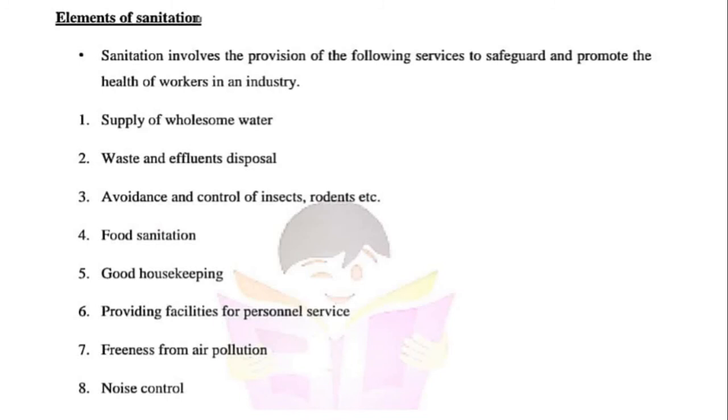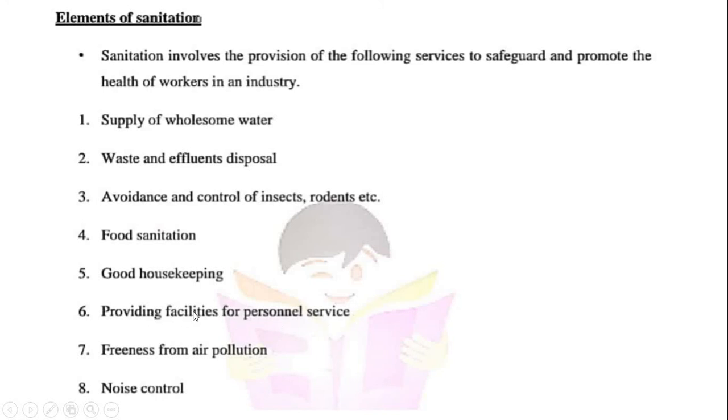Housekeeping is governed by the nature of industry and the type of products. So good housekeeping promotes a good and healthy environment, and the efficiency of operation improves. The sixth one is providing facilities for personnel services. Obviously, certain hygienic practices have to be followed by the employees, like cleaning of hands, bathing, keeping the toilets clean, hygiene, wearing clean clothes, mask, and everything. Right? So that's why it's very important.